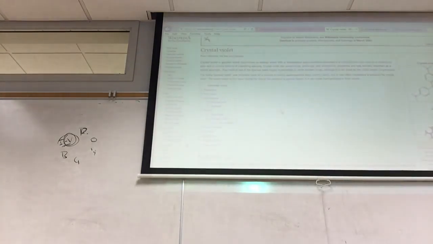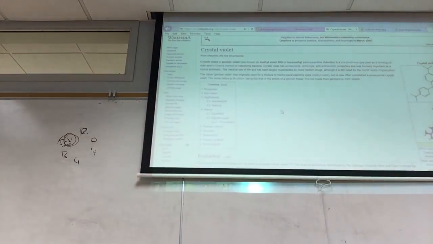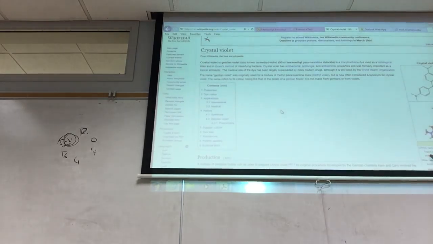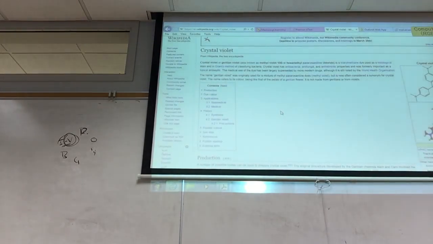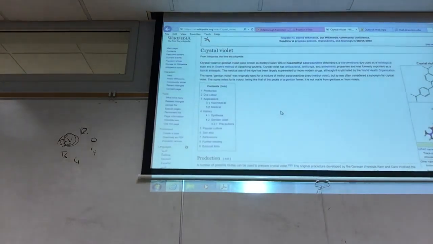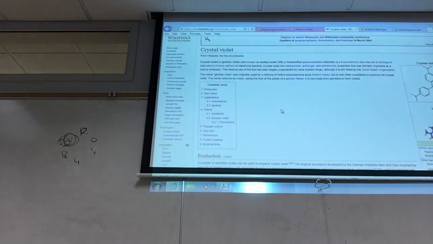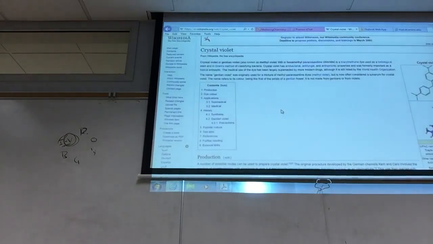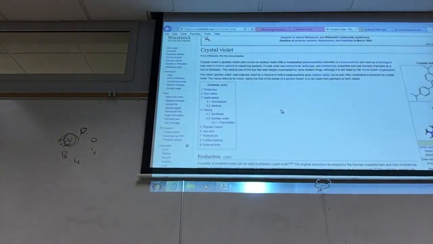All right, this is what crystal violet looks like. This is a chloride, so this would be crystal violet chloride. This is why we use the abbreviation, because the formula for crystal violet is going to be quite big. This is the name, which is tris-4-dimethyl-amino-phenyl-methylium chloride, but that's too much of a mouthful, so crystal violet will suffice. The formula is quite long, so we'll just use an abbreviated formula for it.